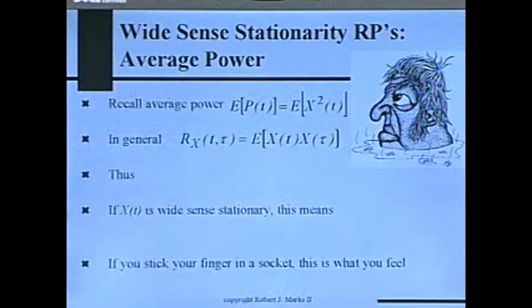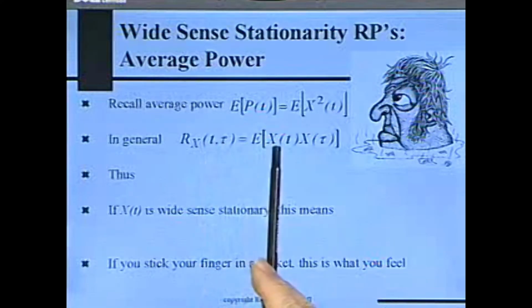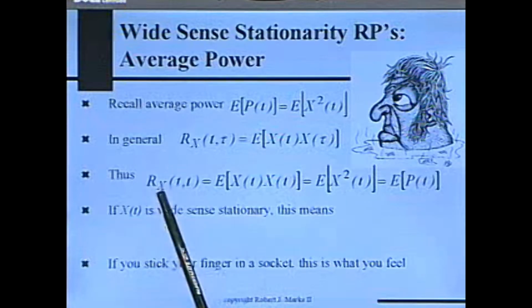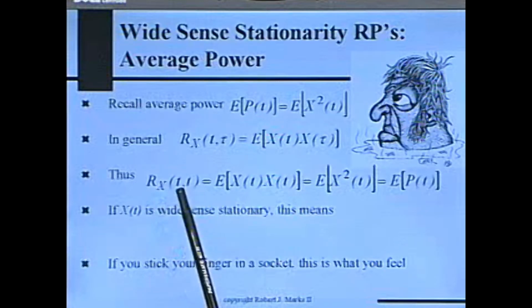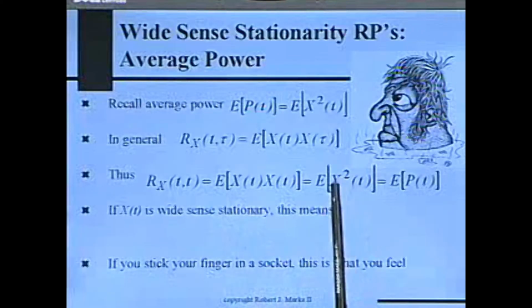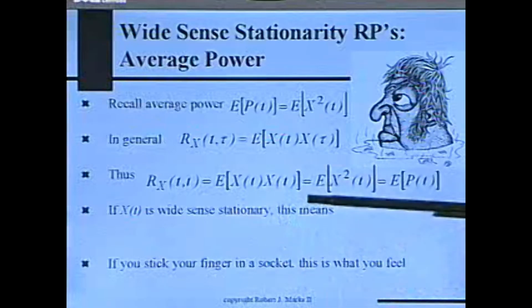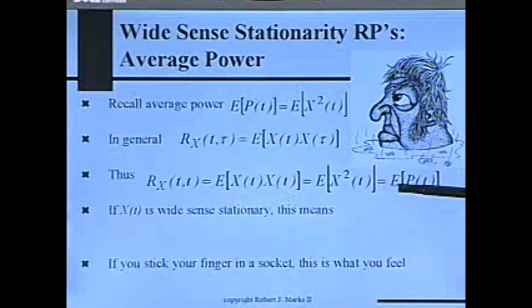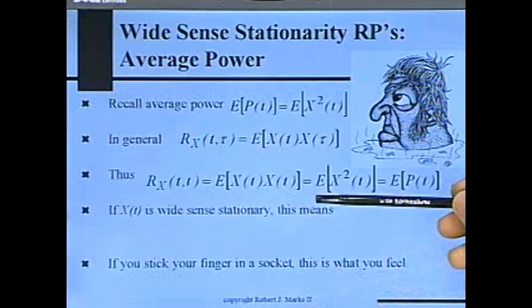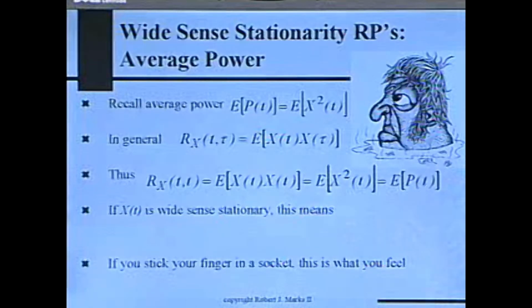In general, this is true, that the autocorrelation is equal to the expected value of x of t and x of tau, and that if we evaluate the autocorrelation at t and t, we've looked at this already, this is equal to the expected value of x squared. So we've already established that the second moment of the stochastic process is also equal to the expected power. Notice what happens, however, if we have a wide sense stationary process. What do we know about the expected value of x squared? We know that it is constant.